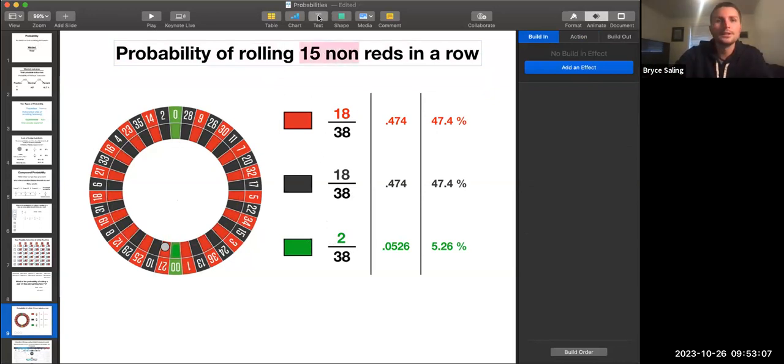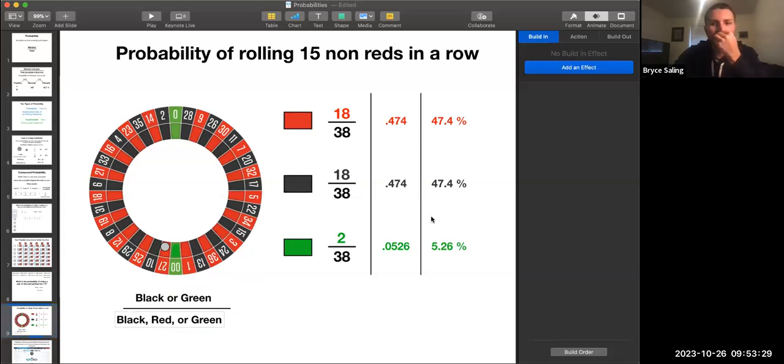All right, so non-red would be black or green, right? And then our total possible would be including all the possible spaces it could land on. So that would be black, red, or green. And yeah, very good, Jonas.